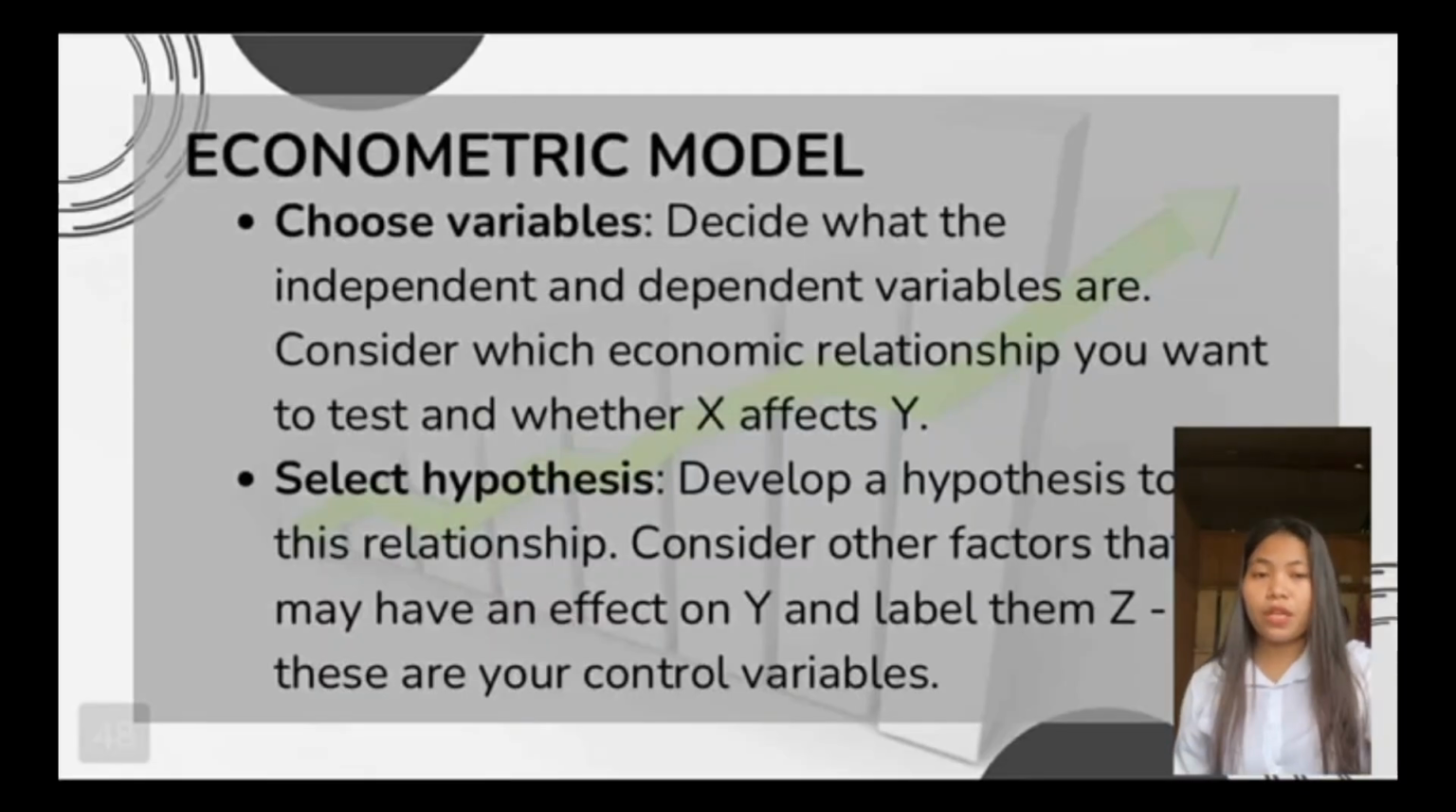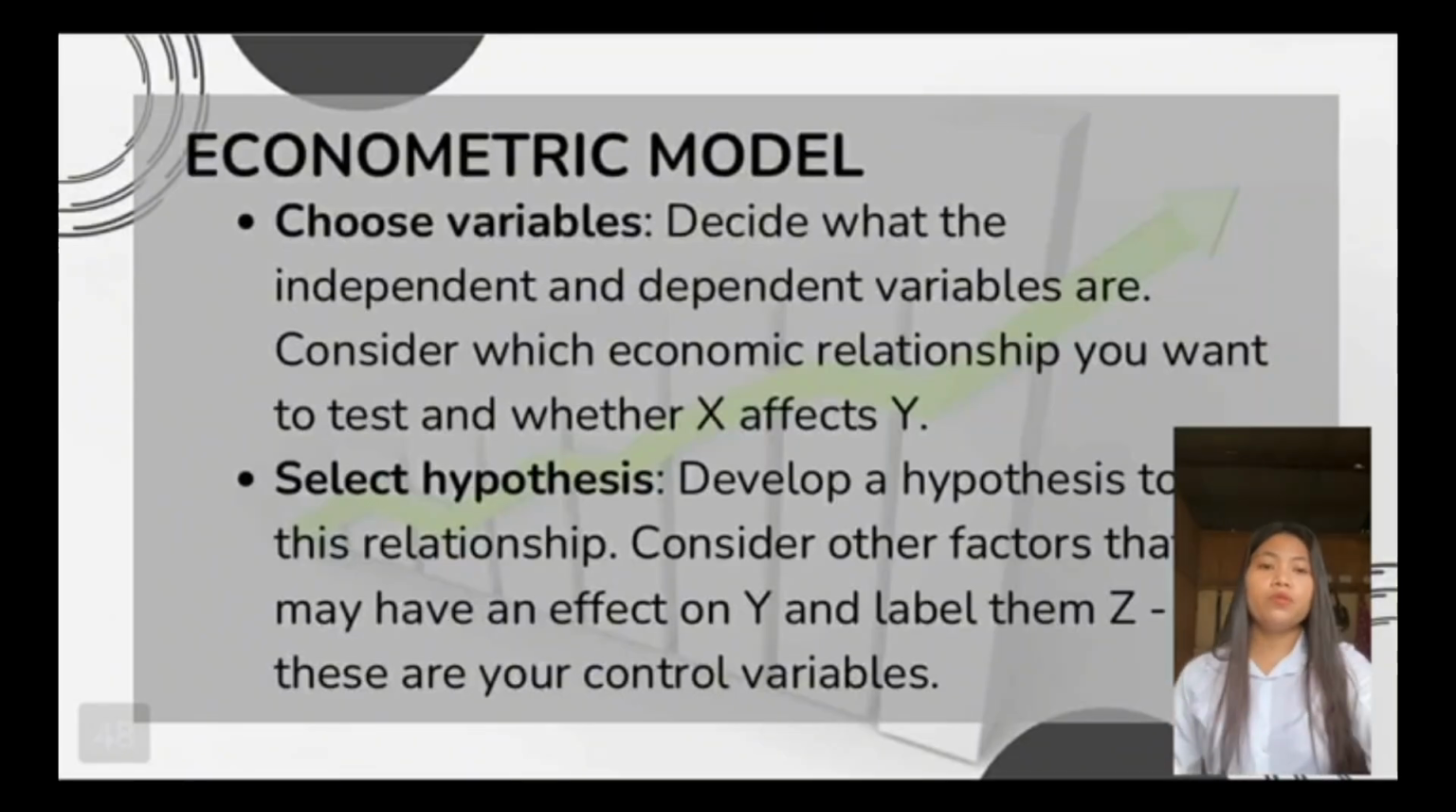For step 3, gathering the data, of course. We select data for X, Y, and Z. The data can come from surveys, records, research studies, government reports, or economic databases. Accurate data is very important for a reliable model.